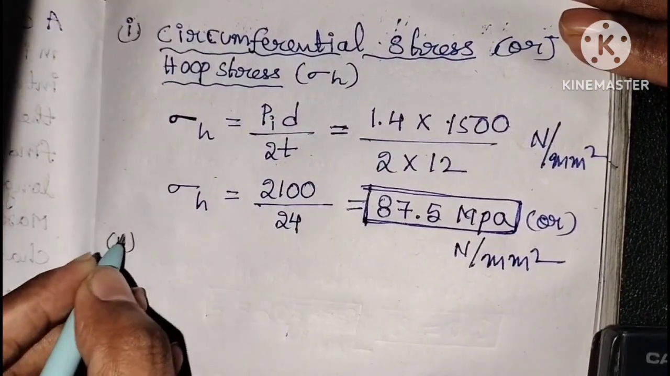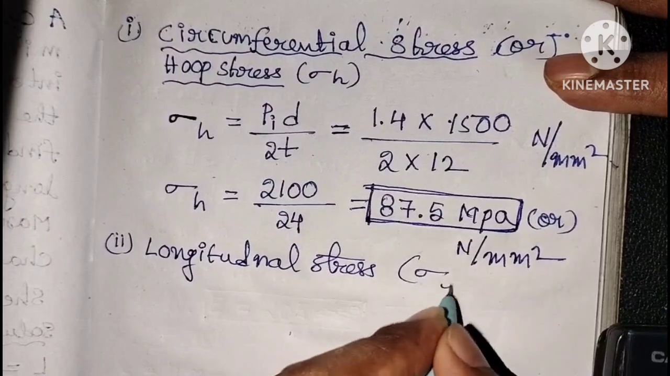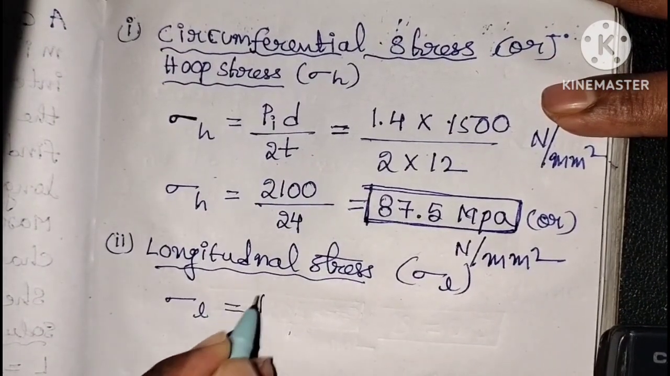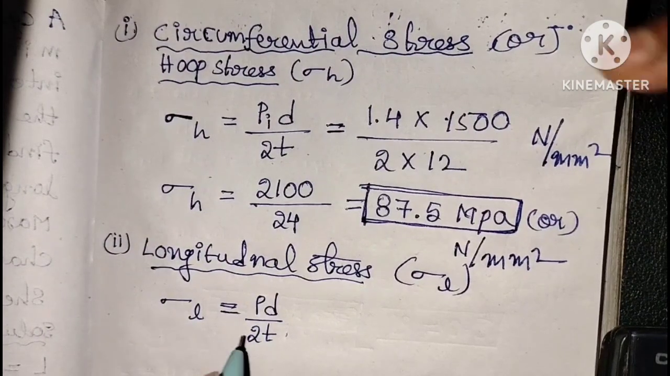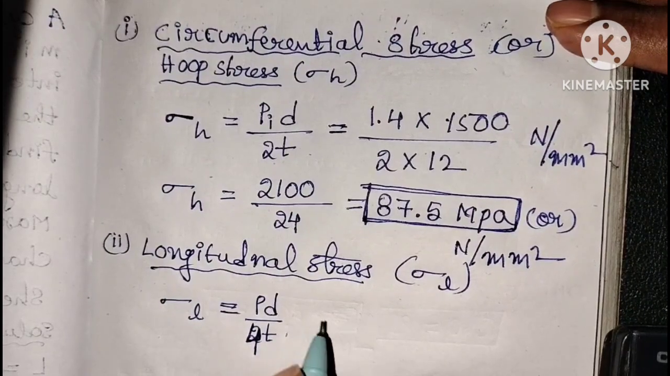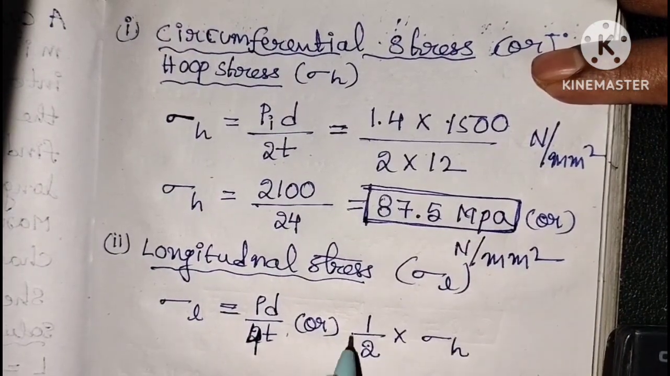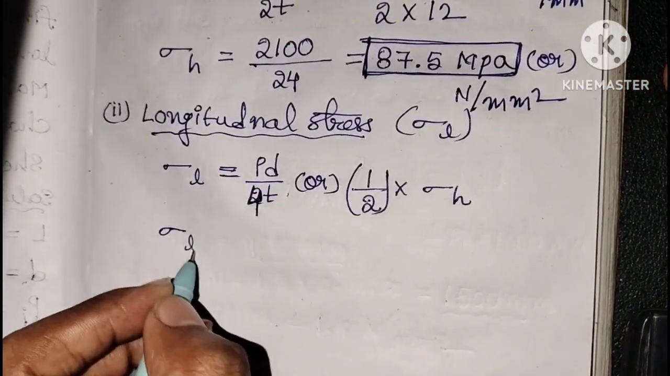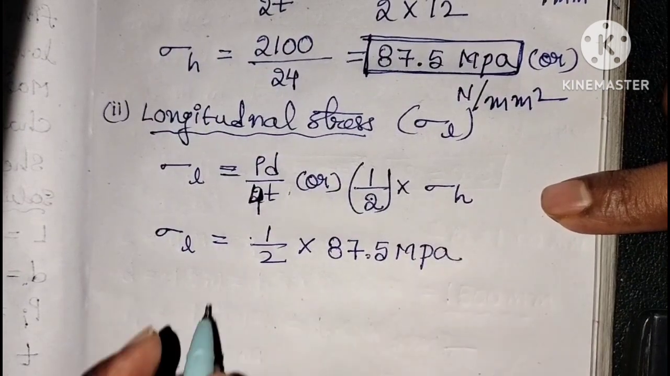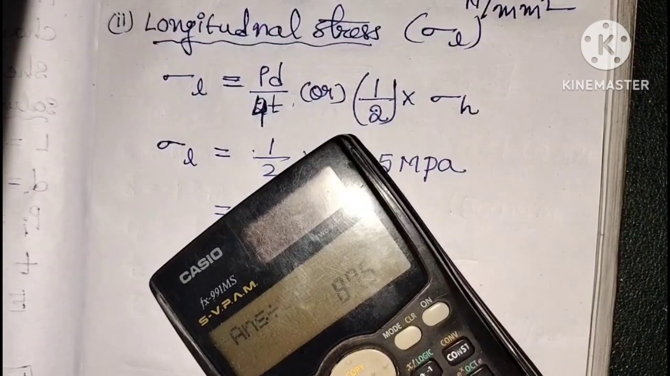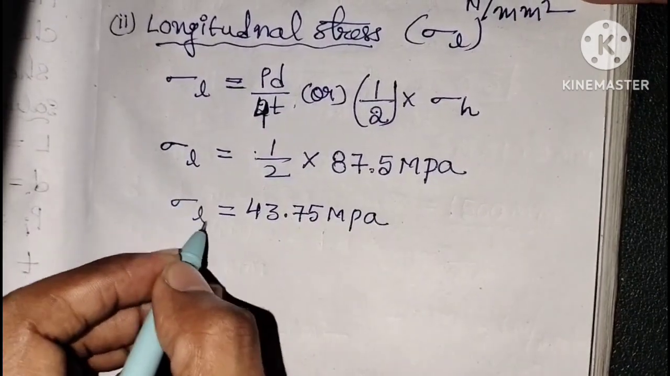Next we need longitudinal stress. Longitudinal stress is denoted by sigma L. Longitudinal stress sigma L is equal to Pi D by 4T. So longitudinal stress sigma L is equal to PD by 4T, or it can also be written as half of hoop stress. The hoop stress is already calculated, 87.5 MPa. Half of 87.5 MPa, you will get 43.75 MPa. So this is the longitudinal stress.